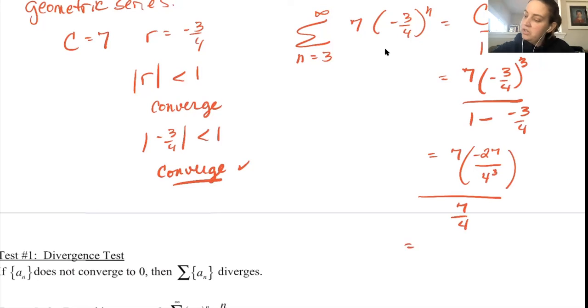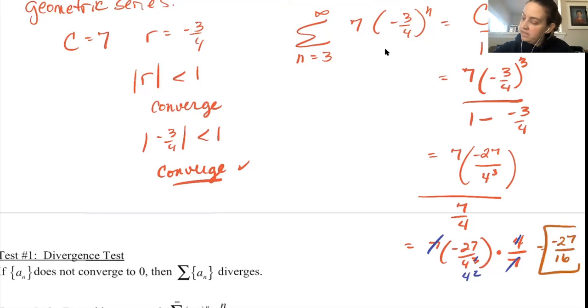So when we rearrange this, 7 times -27 over 4 cubed, multiplied by the reciprocal 4/7. I know that the 7s cancel out. This 4 cancels with one of those 4s, so this is really 4 squared. So now I have -27 over 16. And that's what my solution says. So that's the sum. If you add up those terms, it will converge and you have -27 over 16 as the sum. All right.